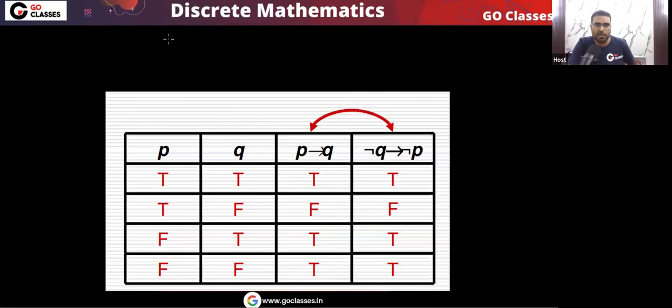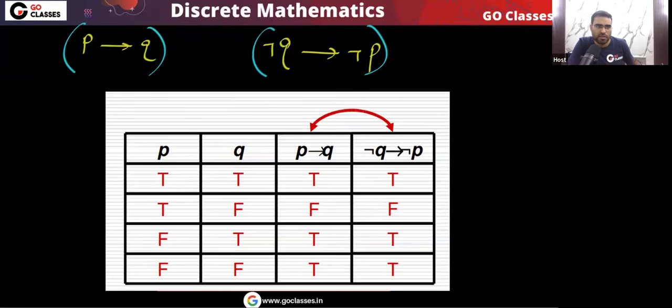For example, you can see here you have two expressions: one is P implies Q, let me call it G, and the other is negation Q implies negation P. They have the same truth table. So I can say that these two expressions are equivalent. You can see this is the truth table of P implies Q, and this is the truth table of negation Q implies negation P. Did you notice they have the same truth table? TFTT, TFTT. So can I say that in all the cases they have the same truth value? In this case, they have the same truth value. In all the cases, they have the same truth value.